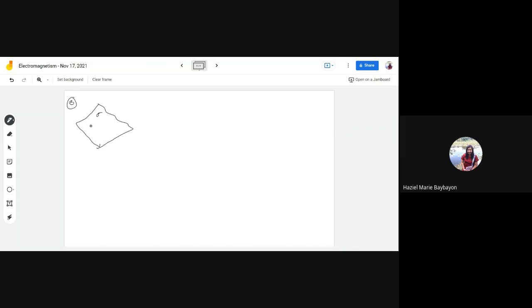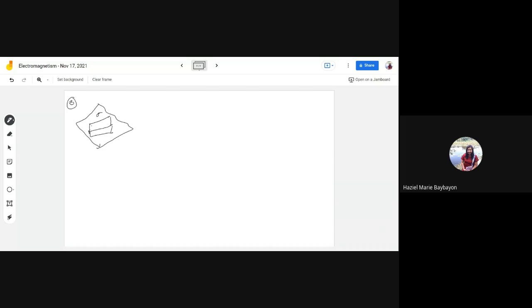So for this, we will be using a Gaussian pillbox as our Gaussian surface. Okay, so I will draw a box here. Suppose this is your box, class. It looks like a box. Suppose this box encloses some part of your plane, with the plane in the middle of your box.